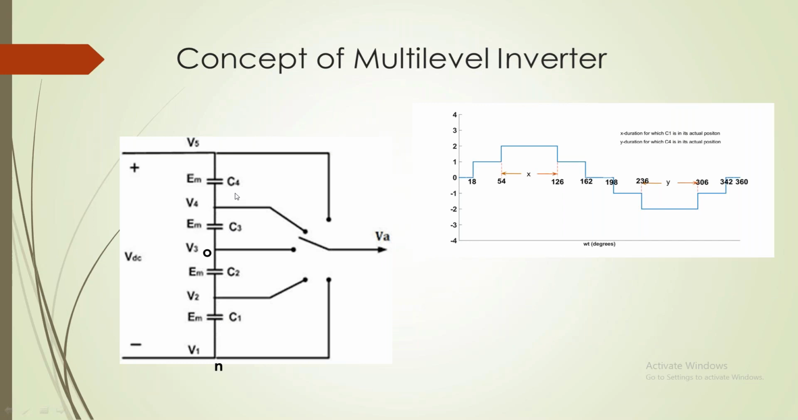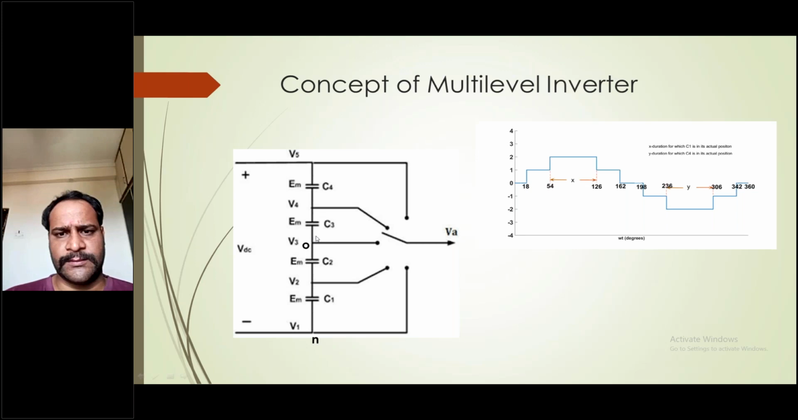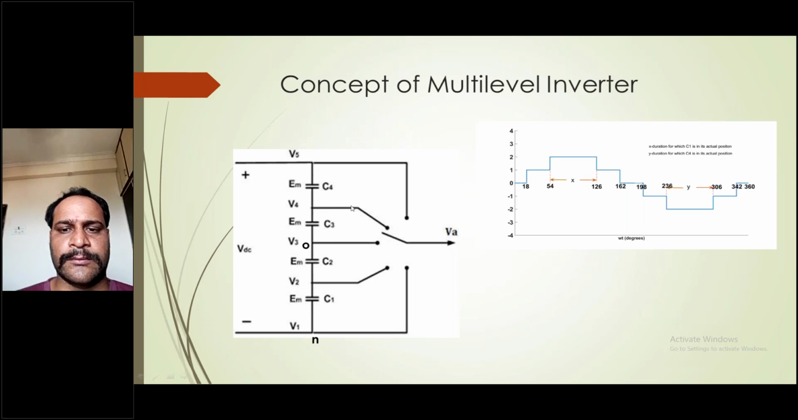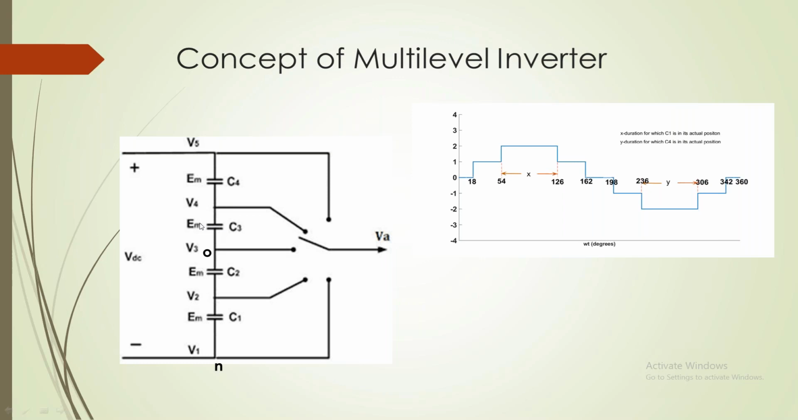If I take the first node, that is V5, and connect A to this single pole multiple throw switch, if I'm measuring VAO, I'll get a voltage of 2 times VDC by 4, that is VDC by 2. If I go to the second throw, connected to V4, I'll get the voltage of only this capacitor, VDC by 4. So I have got two different possibilities: VDC by 2 and VDC by 4.